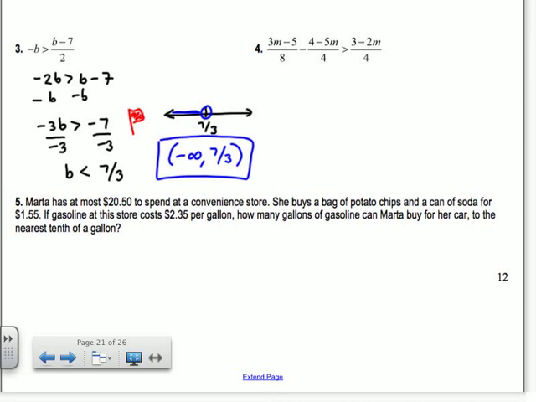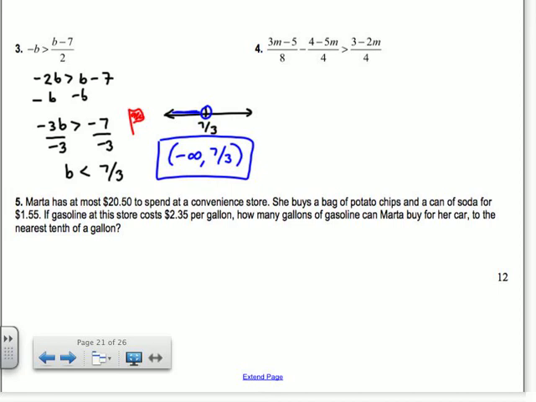Okay, number 4 looks kind of hard. What can we do to make number 4 a little bit easier? Any ideas? Have you seen the trick where you can clear fractions all at once? It's kind of a nice trick.